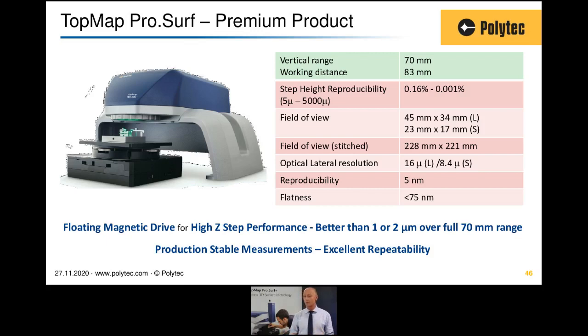It also supports very high step height repeatability. If you're measuring a large step height, and that step is 5 millimeters, 10 millimeters, or 50 millimeters, you can achieve a measurement uncertainty that could be good to 1 or 2 microns. The performance is really excellent on large step height measurements.